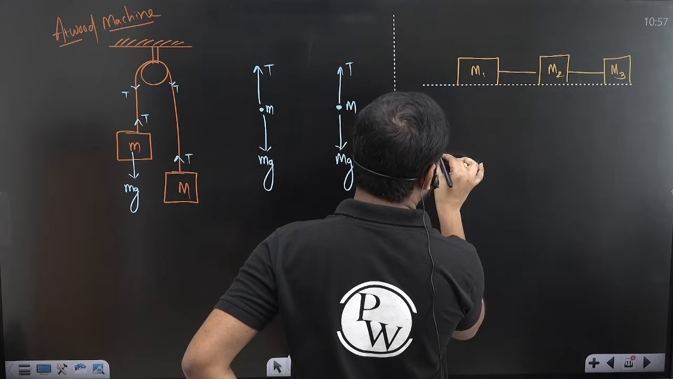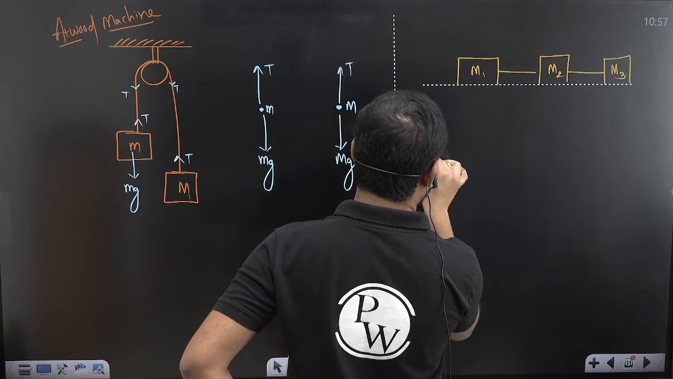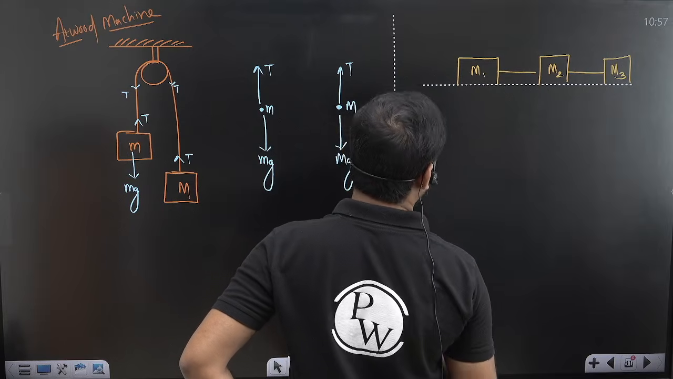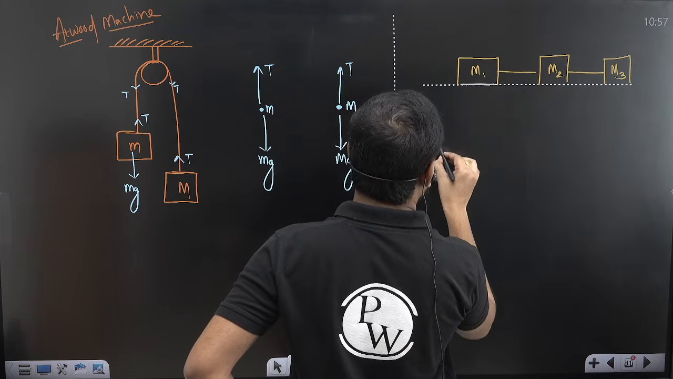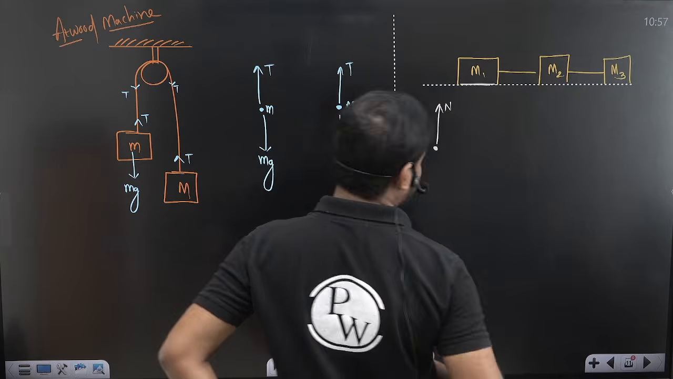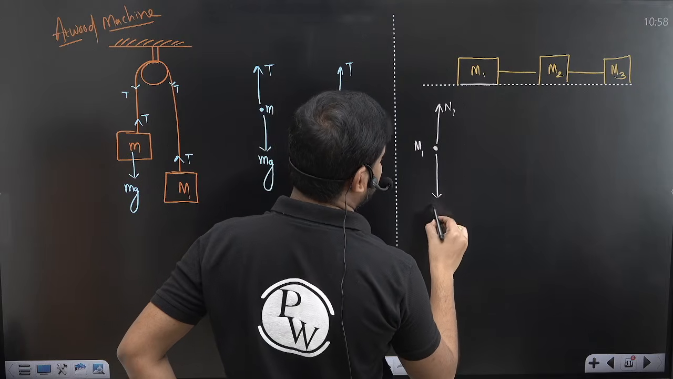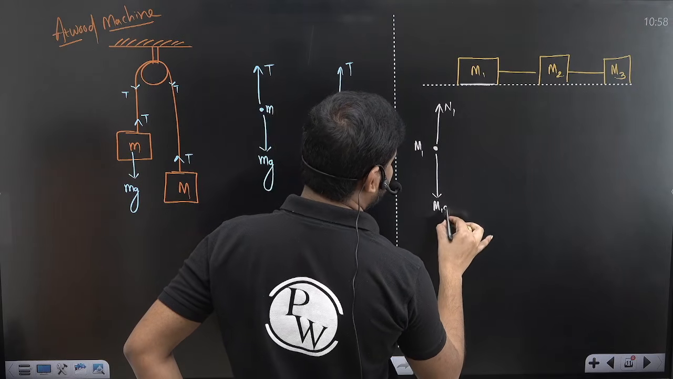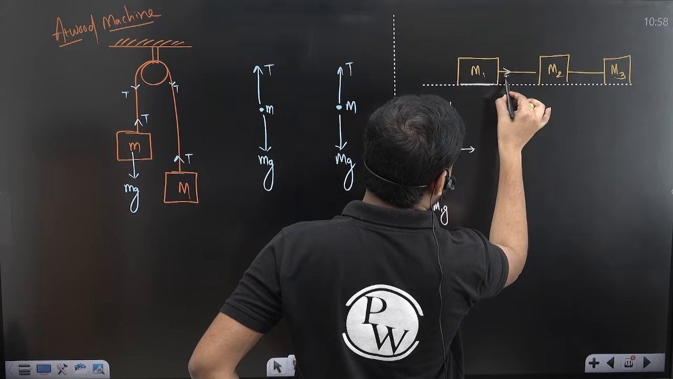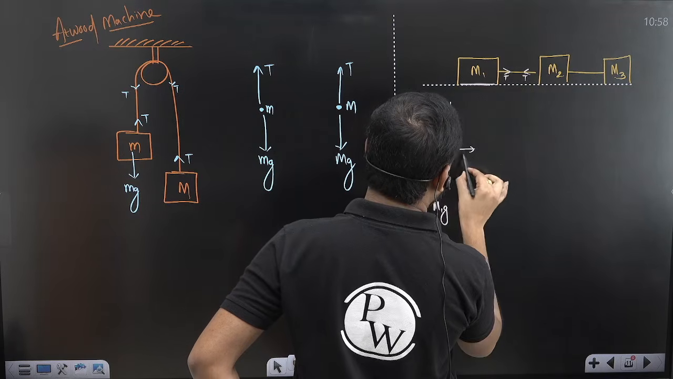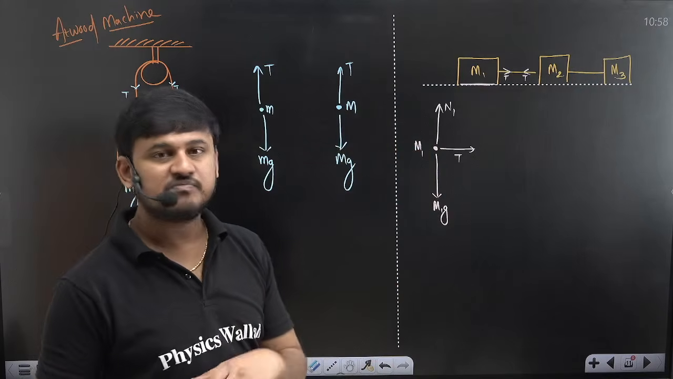If I consider the mass m1 body, let's consider this as a free body, point mass m1. On m1, first the normal force which acts upside, let it be n1. Its weight acts downside. What is the weight? It is m1g. And on the right side, what is the force acting? Let's suppose this is the tension T. So these are the 3 forces acting on the body of mass m1.